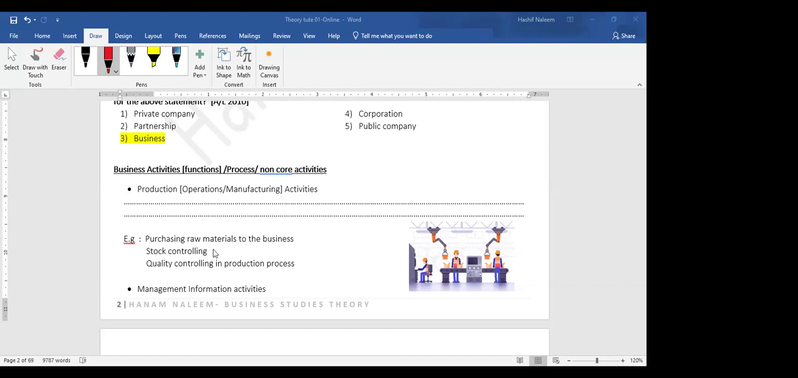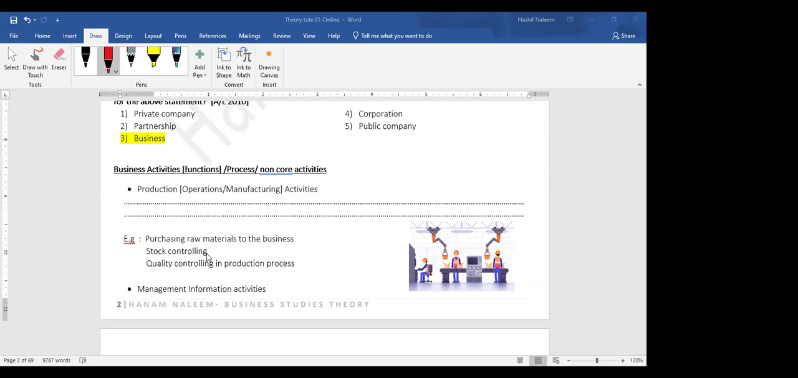Okay, so for example, purchasing materials related to the business. Why are you purchasing materials? To make a finished product. Stock control: we'll take the cake business as the example. When you purchase inputs like egg, flour, sugar, icing and all, you have to properly control them, right? How much sugar am I going to use? What refrigeration am I going to use? So you will have proper control of your stocks. The last one is quality control.